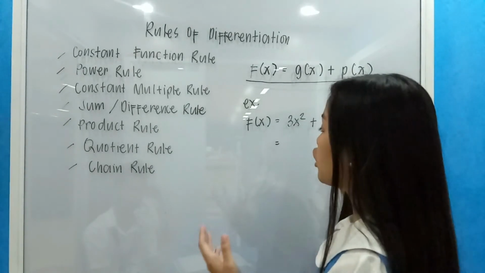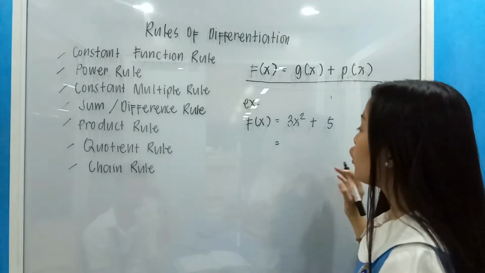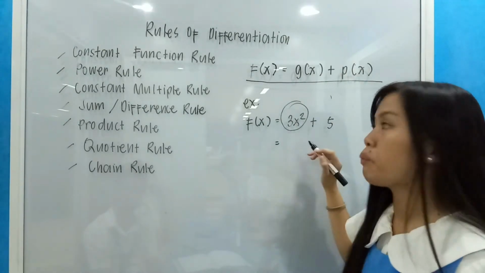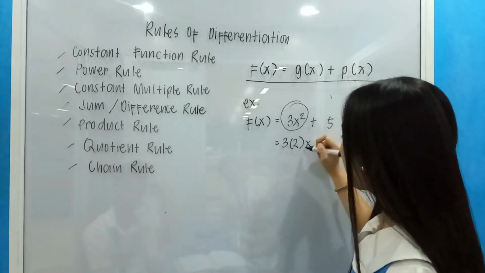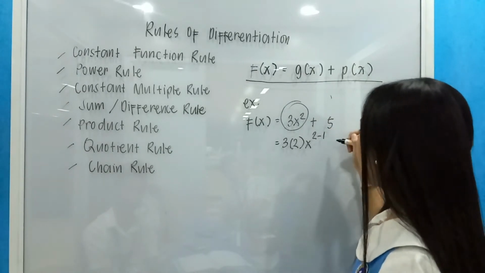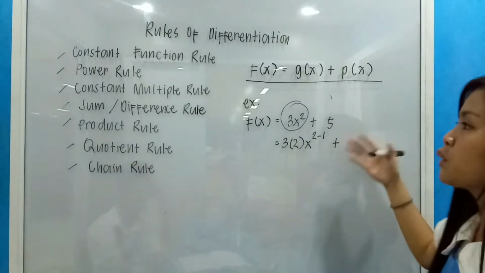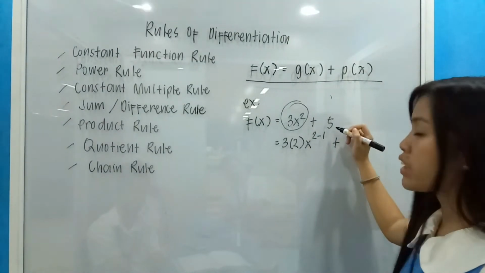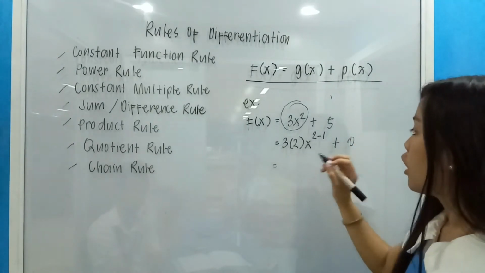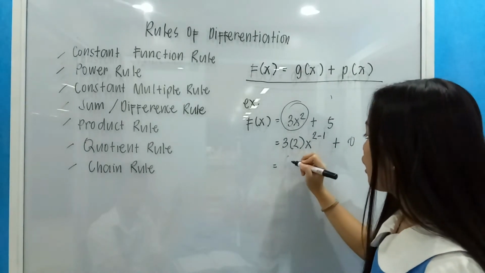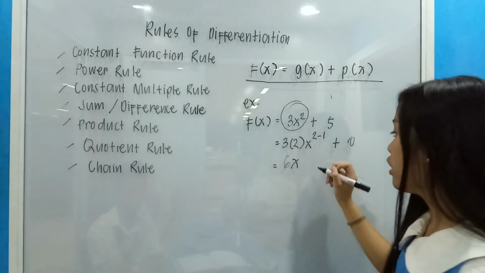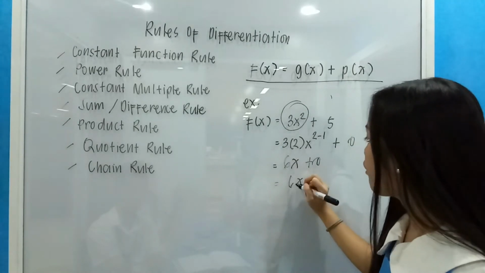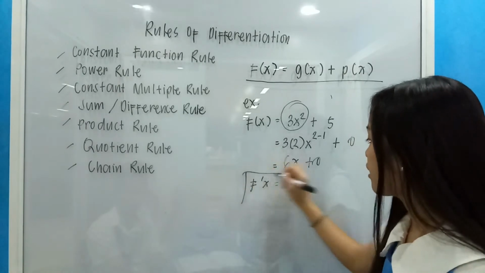In applying the sum and difference rule, we can also use the power rule as well as the constant function rule. In solving for g of x, we will use the power rule: 3 times 2 x raised to the power of 2 minus 1, plus, in finding the derivative of our p of x, we will use the constant function rule. And remember, any constant is equal to 0. Therefore, the derivative of 5 is 0. Now, let's observe this equation. 3 times 2 is 6. Copy x. 2 minus 1 is 1. We should no longer put a 1 as an exponent. Plus 0. Therefore, the derivative of f of x is 6x.